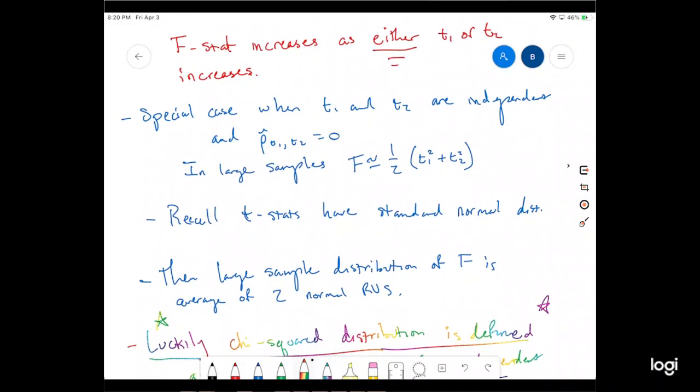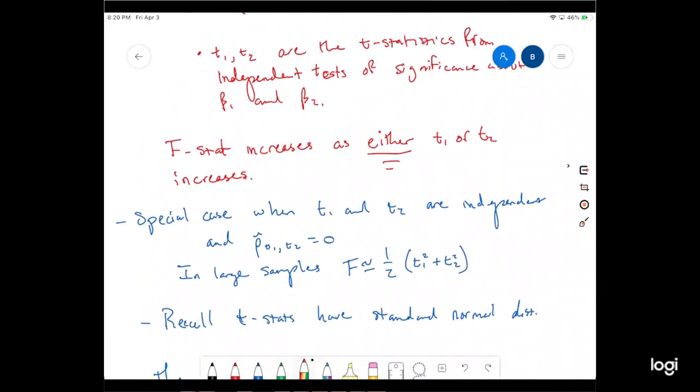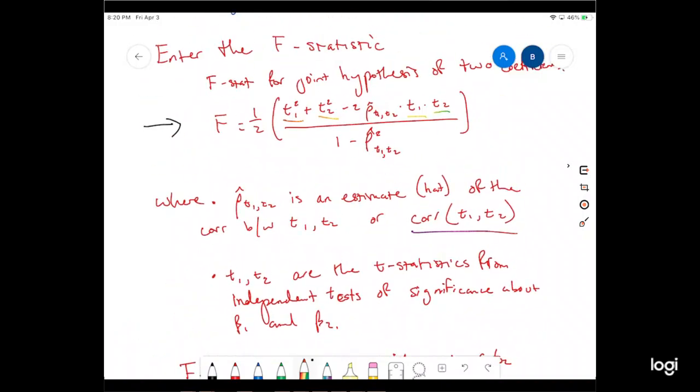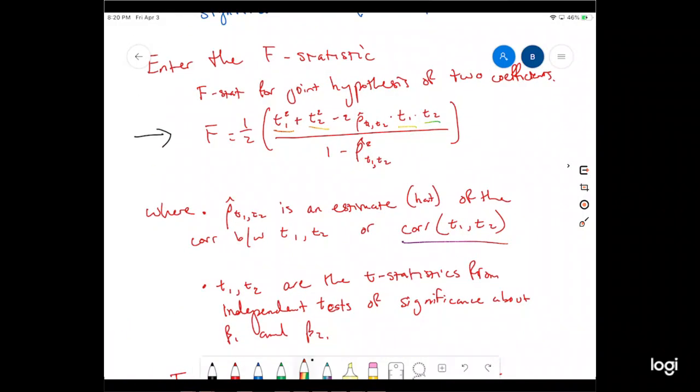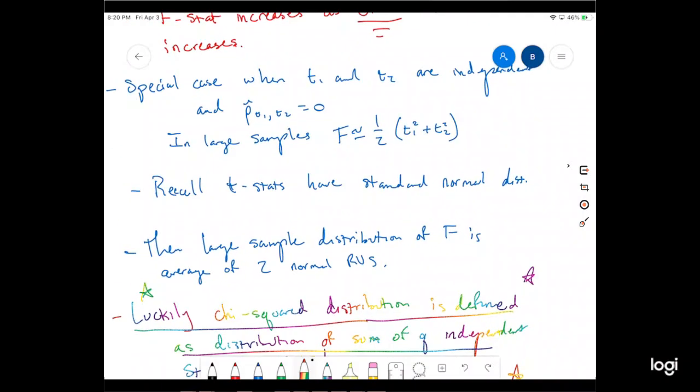Okay, so if we have a special case when T1 and T2 are independent, that means that the correlation between the two is equal to 0. So these terms, rho hat, drop out. So then we're just left with this: F is approximately equal to 1/2 (T1 squared plus T2 squared).